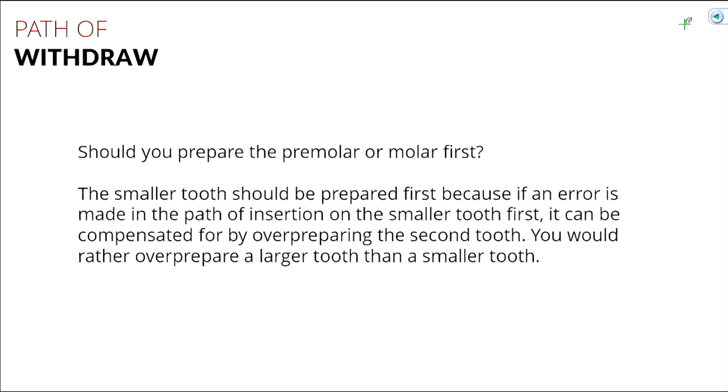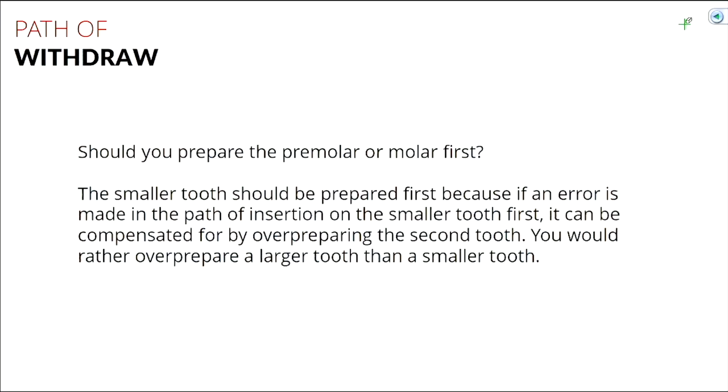Okay? So the small tooth should be prepared first, because if there's an error made in the path of insertion, it can be compensated for by over-prepping the second tooth. You'd rather over-prepare a larger tooth than a smaller tooth.